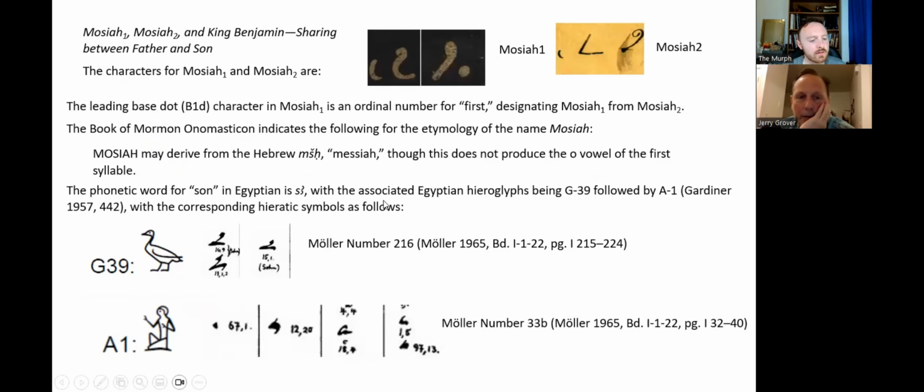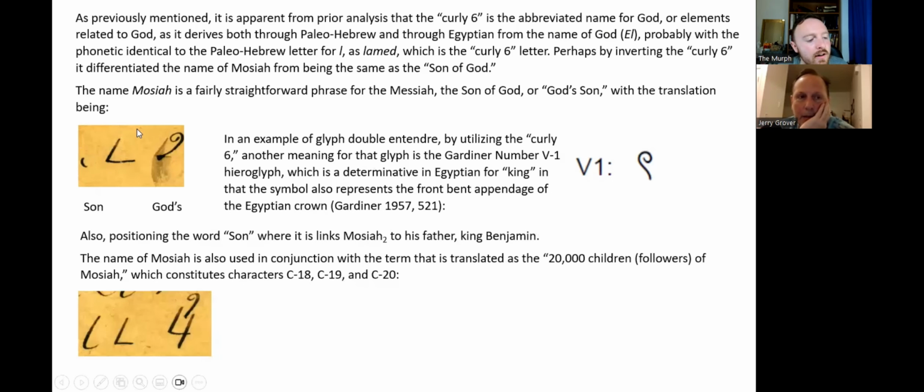I showed you those two glyphs together. There are two glyphs there. That one means son, and that means God's son. So it's basically Messiah. Then I also showed you another glyph form where it talks about the 20,000. That's a 20,000 number, and this means children. You're not seeing that in the book, but you could also derive basically the children of Mosiah out of that as well.